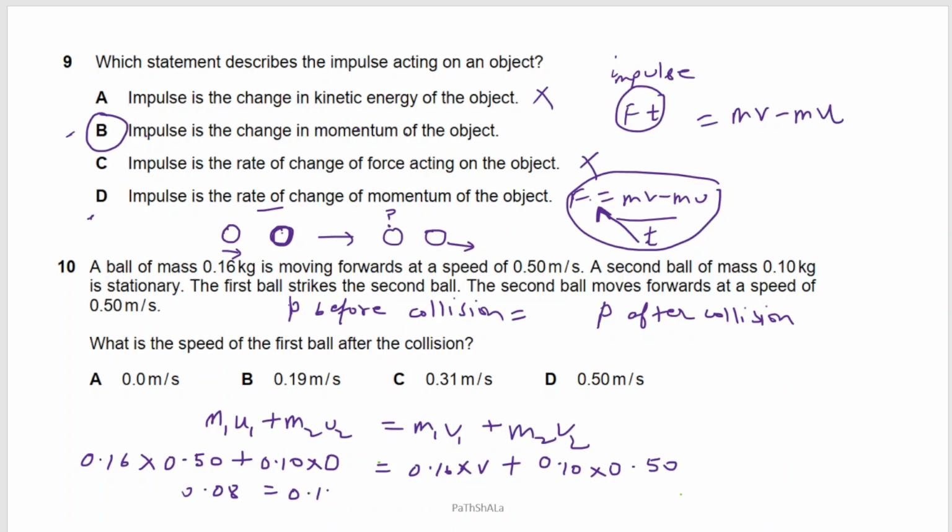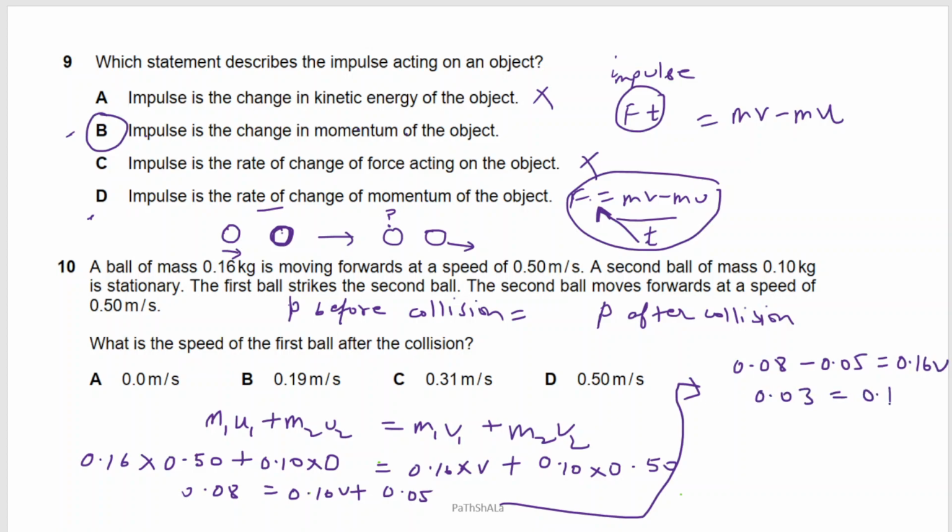This becomes 0.08 plus 0, which we are removing, equals 0.16v plus 0.05. So if I solve it here, I get 0.08 minus 0.05 gives me 0.16v. So 0.03 equals 0.16v, or v equals 0.03 upon 0.16. Let's quickly solve it. I get 0.1875 something. So rounding off, I get 0.19 meter per second. So my answer is B.